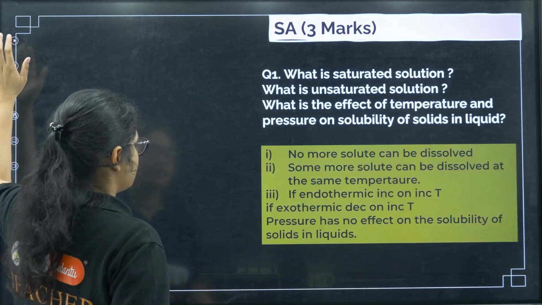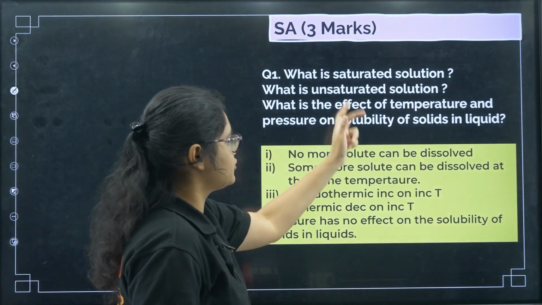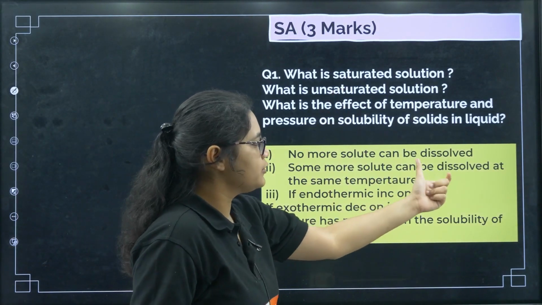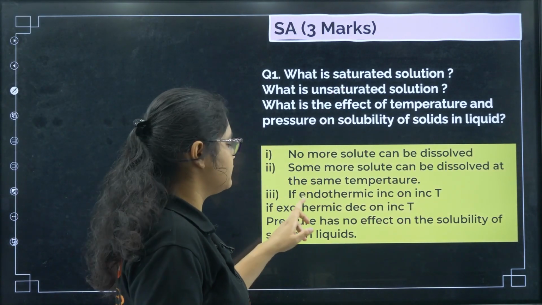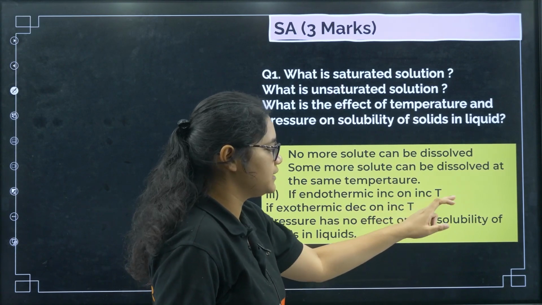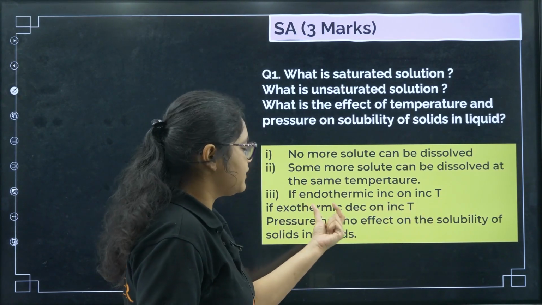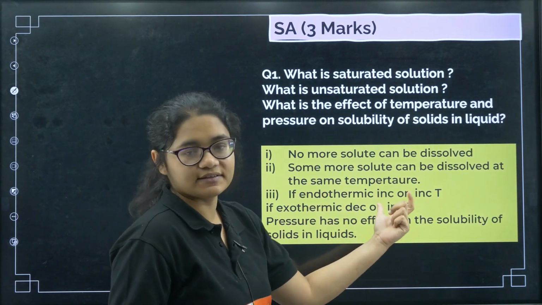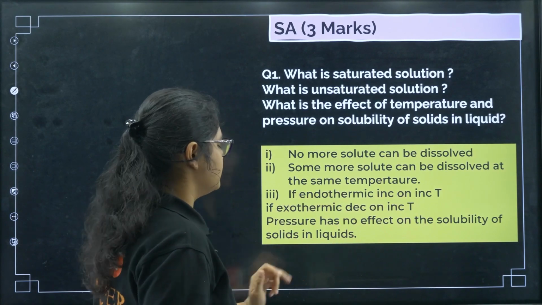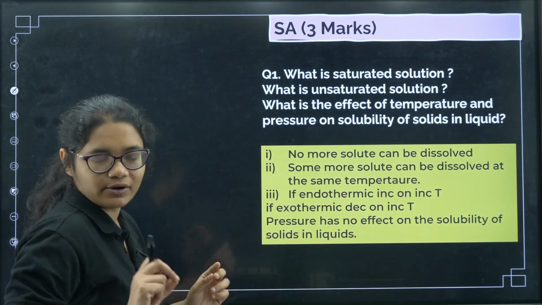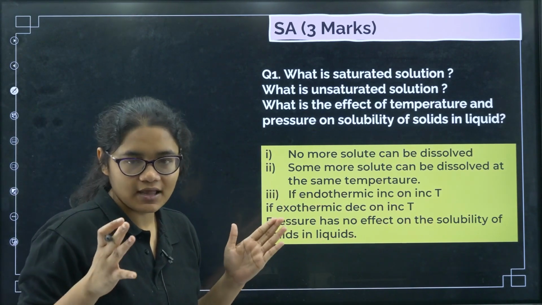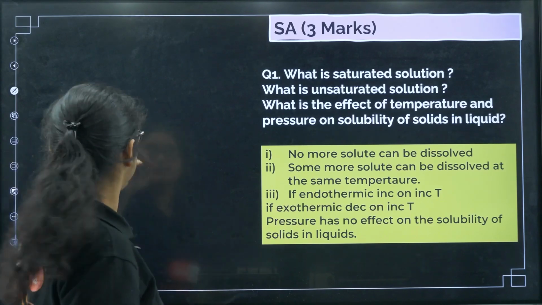Okay, so these are very easy questions. You can see, saturated is where no more solute can be dissolved, and unsaturated is where some more solute can be dissolved at the same temperature. If endothermic, then increasing the temperature will increase the solubility. If exothermic, solubility decreases on increasing the temperature. Pressure has no effect. I have given the answer in key points, but you have to write the answer by framing sentences.